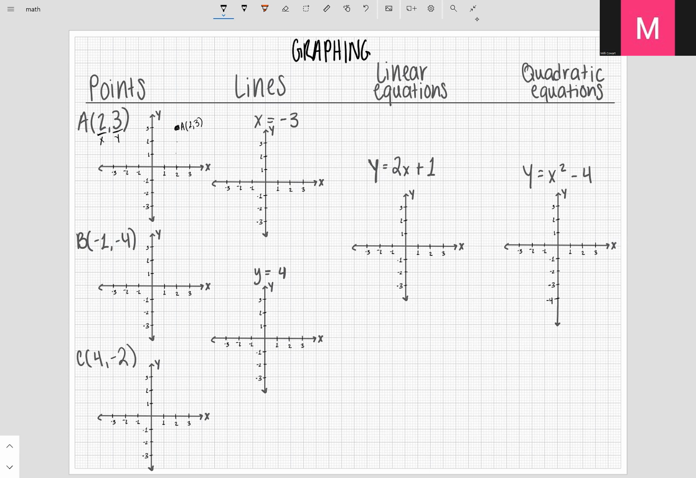And next, we'll go over -1 and down 1, 2, 3, 4. -4. And last, we have 4, -2. So we'll go over 4, 1, 2, 3, 4. Then we'll go down 2, 1, 2.